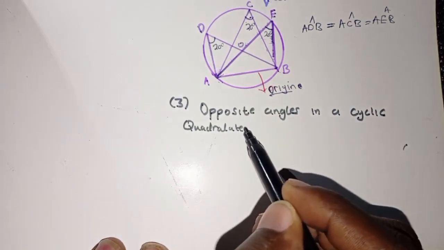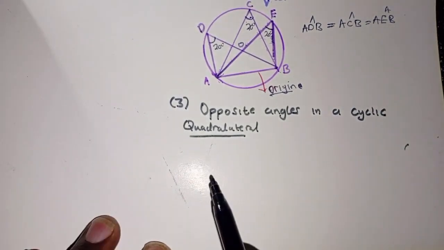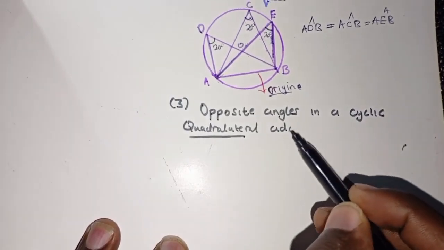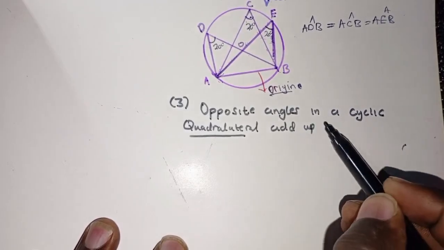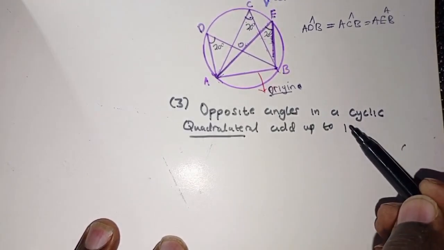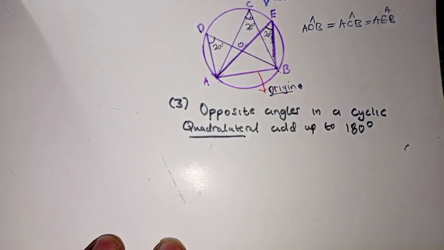Quadrilateral. A quadrilateral is simply a four-sided polygon, and I'll show you that. Opposite angles add up to 180 degrees.